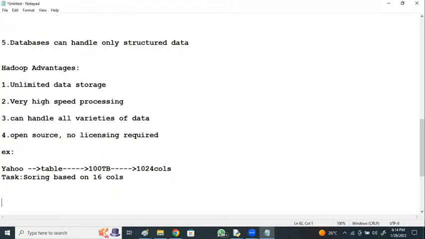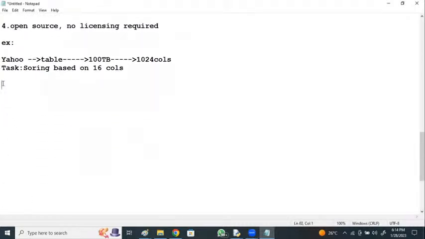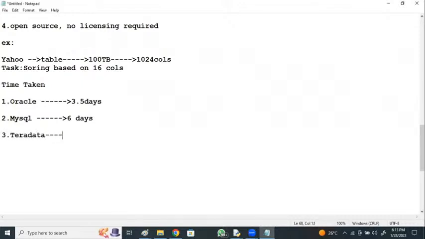What is the time taken by various databases? Oracle has taken nearly 3.5 days to process this. MySQL has taken nearly 6 days. Specialized databases like Teradata, used for data warehouse purposes, which can handle TBs of data, took just 4.5 hours. Another specialized database like Netezza took just 3 hours to process this. But finally, Hadoop.